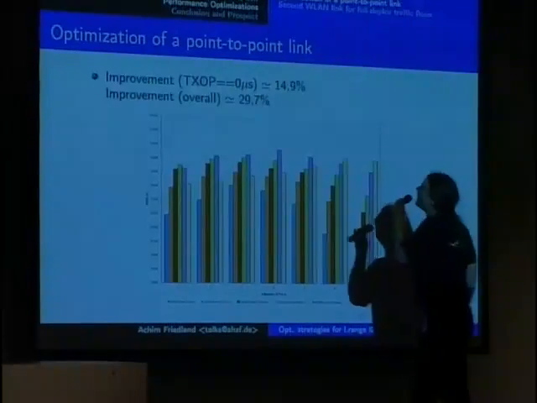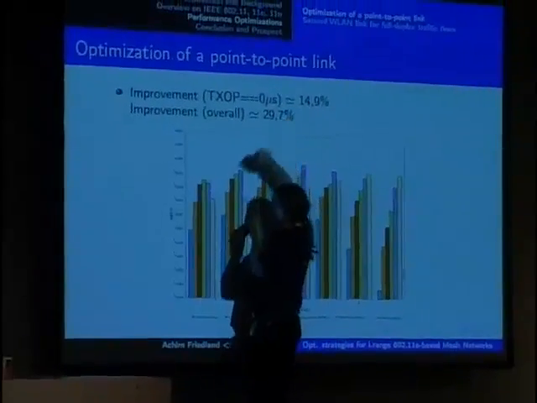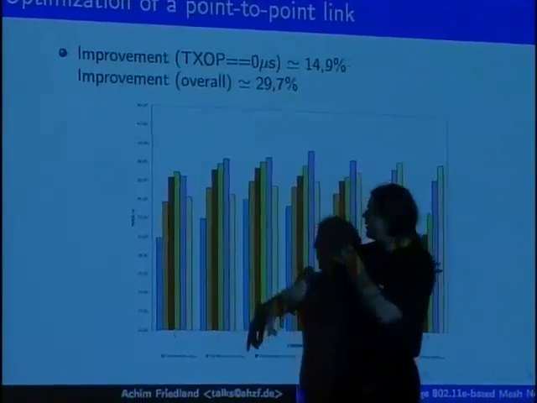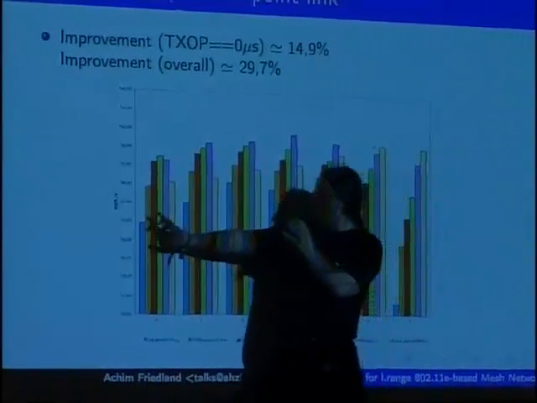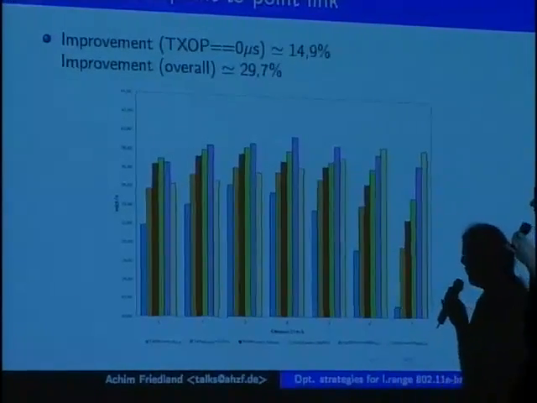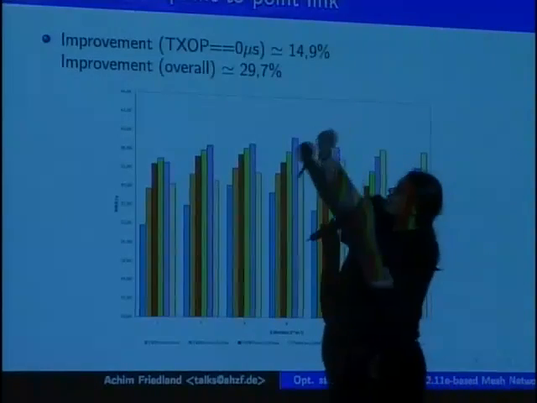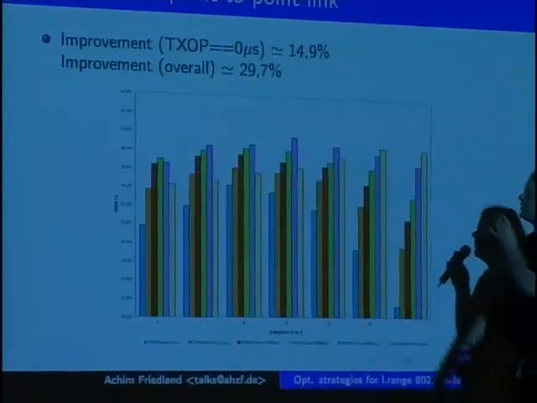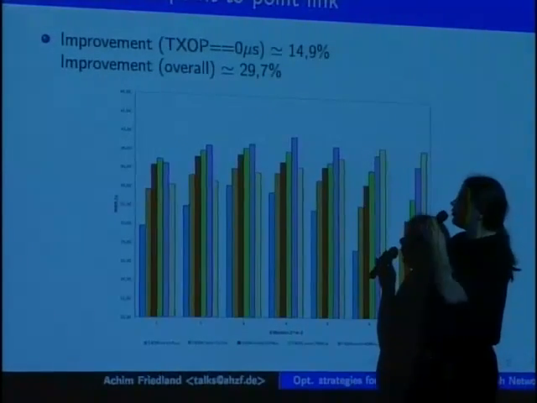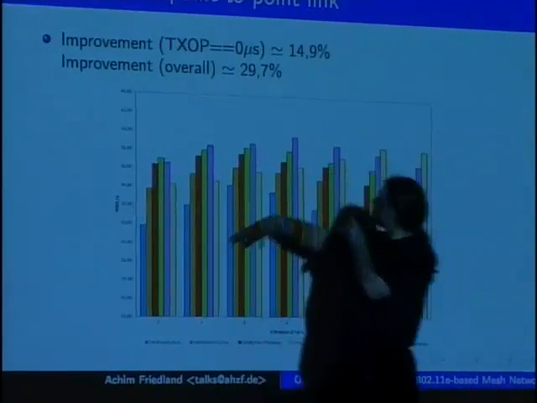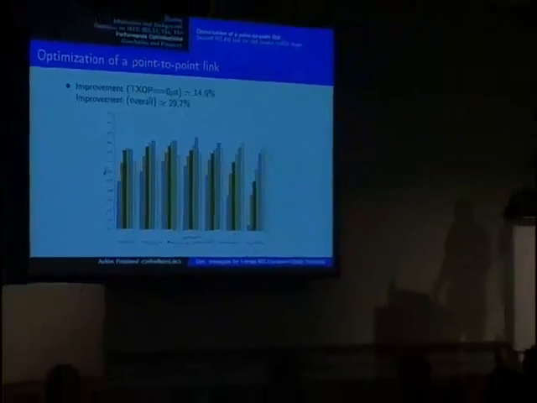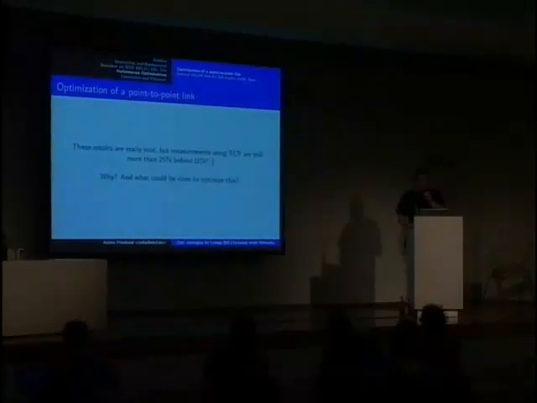Okay, wrong. The first number is the optimization when the TXOP limit is 0. It's this bar compared to that bar, when you just change the CWmin value and let the TXOP limit time stay the same. So you can see a 15% increase, and if you do an overall optimization from there to there, you will even get nearly 30% more throughput, and the delay is still acceptable, at least I think.